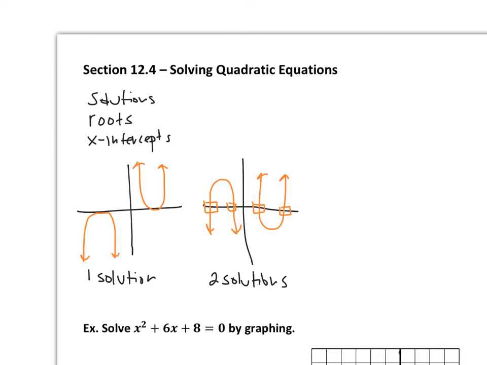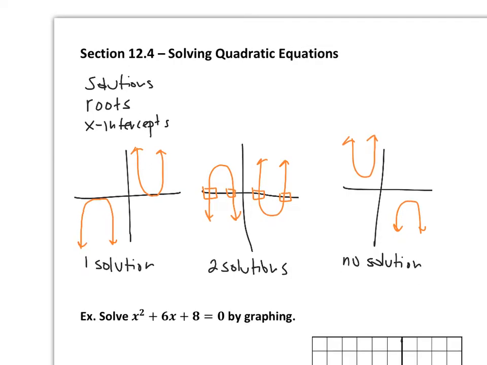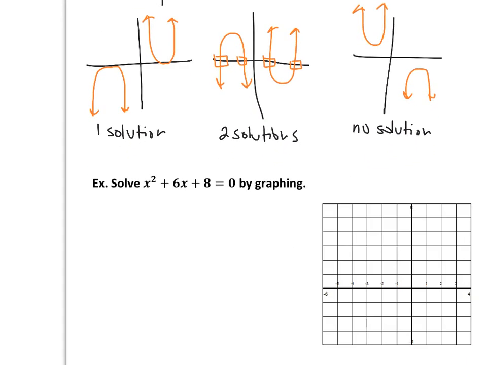The third case is when we have no solution. And this is, say my vertex is above, but it points up, or below, and it points down. So in these cases, my graph never crosses that x-axis there. All right, so those are my three types of situations. I'm either going to have one solution, two solutions, or no solutions. So let's take a look at what this looks like actually solving one of these by graphing.